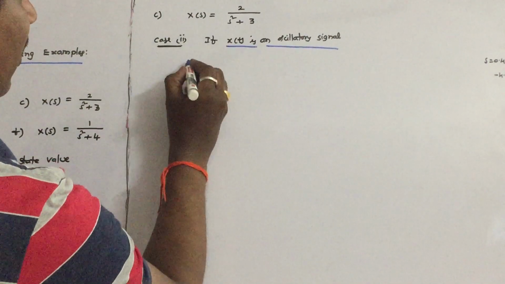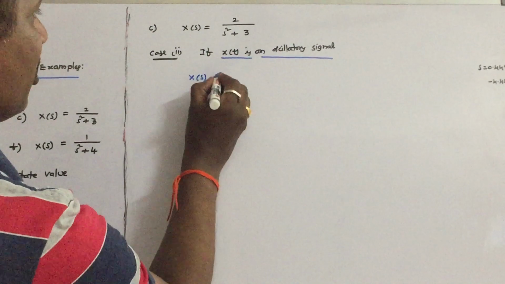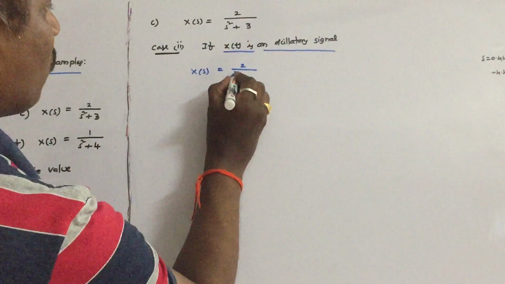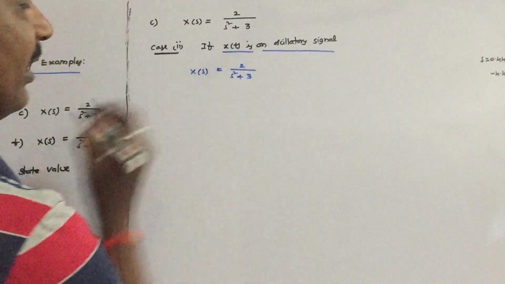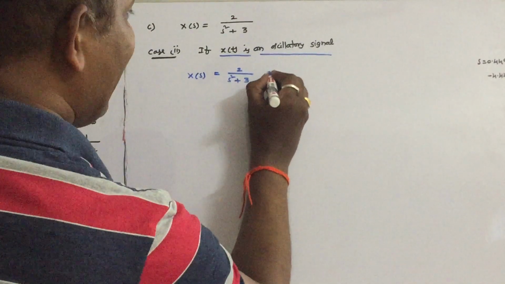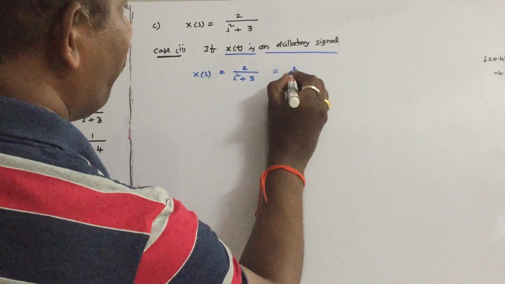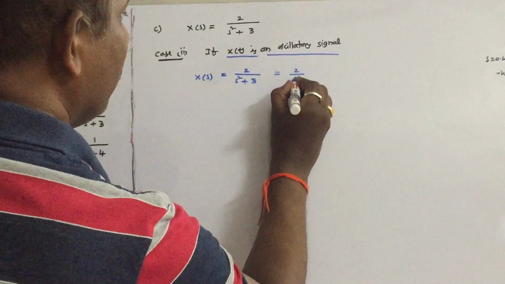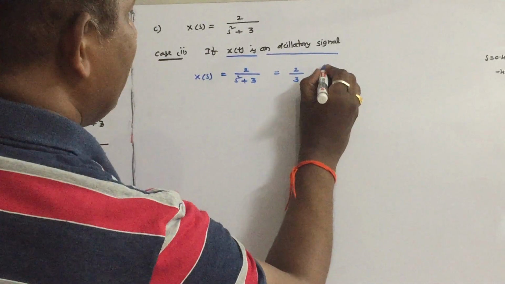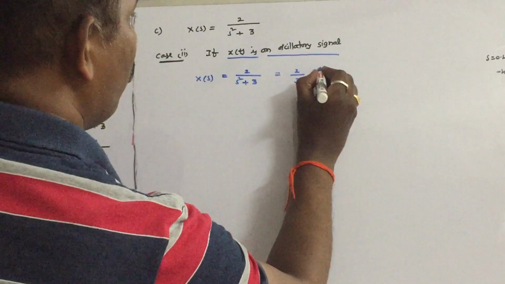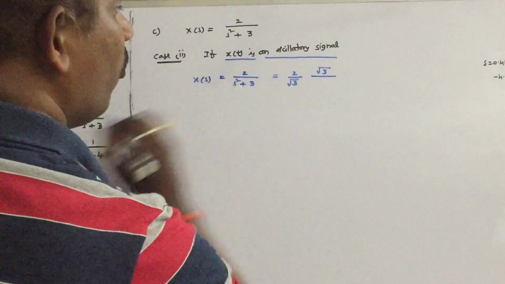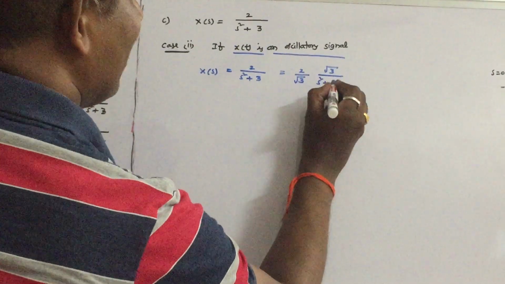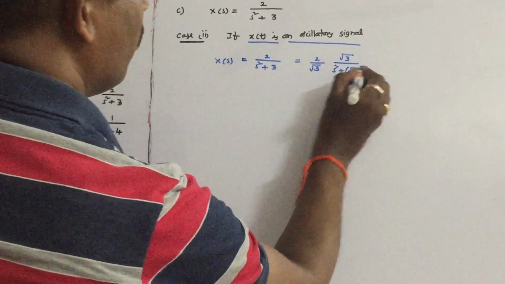If you take what is given, x of s is equal to 2 by s square plus 3. You can make it as 2 by 3, and write 3 as root 3 whole square, so it becomes root 3 by s square plus root 3 whole square.